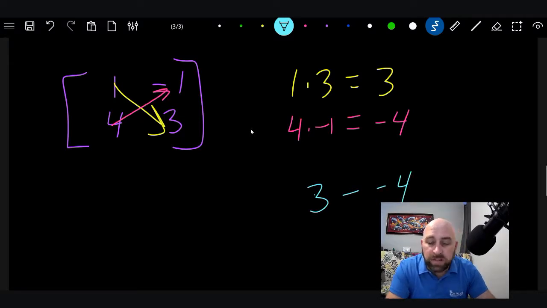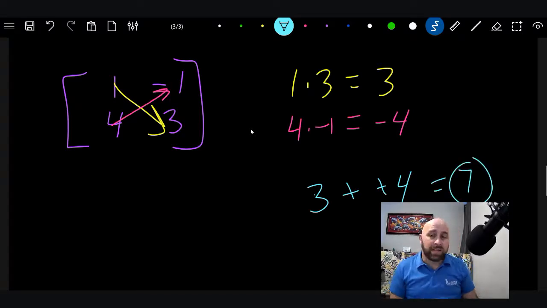What are our rules of addition and subtraction in algebra? Well, if we're subtracting, we change the sign of the second and add. 3 plus 4 equals 7. Our determinant is 7. I keep saying antidiagonal. Our determinant is 7. What does that mean? If the determinant is anything other than 0, if it's a number, positive or negative, then that means that we do have a solution. The other thing that it means is that it does have an inverse.